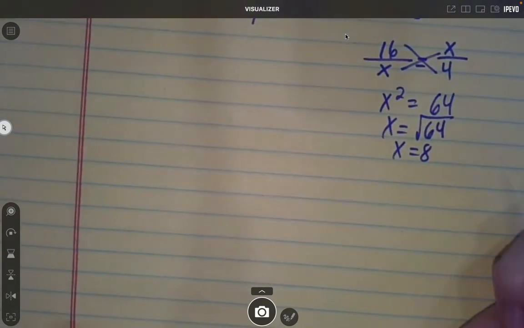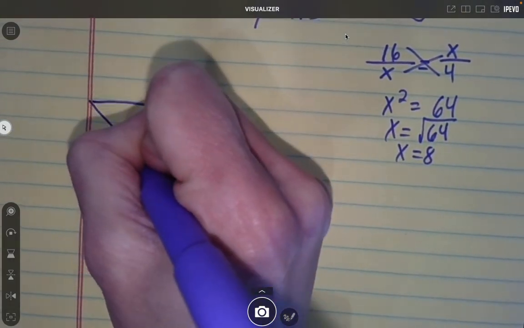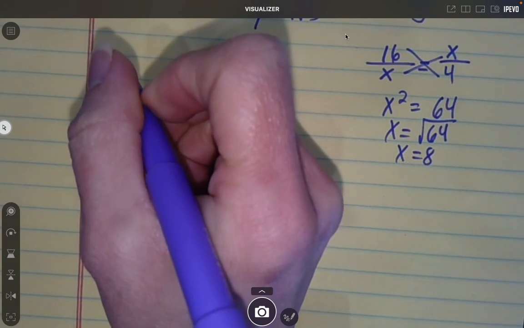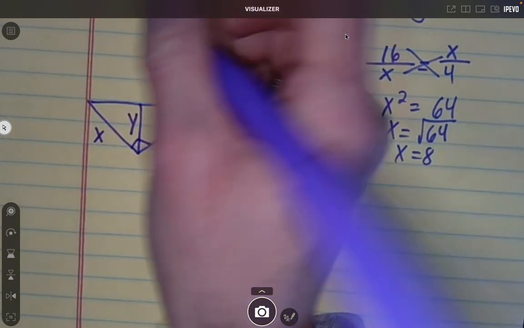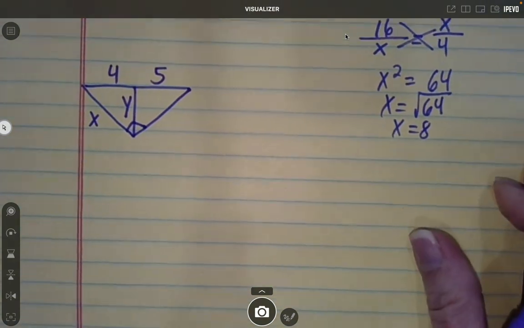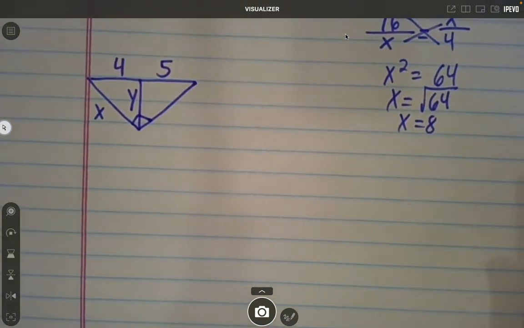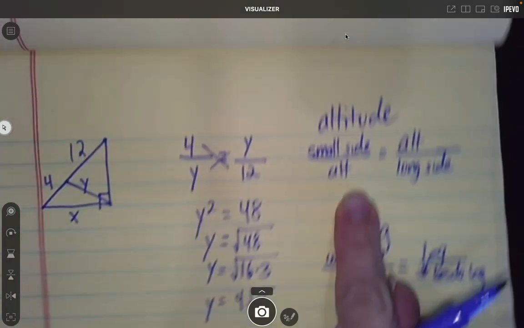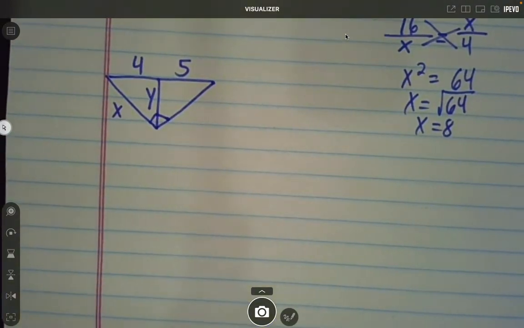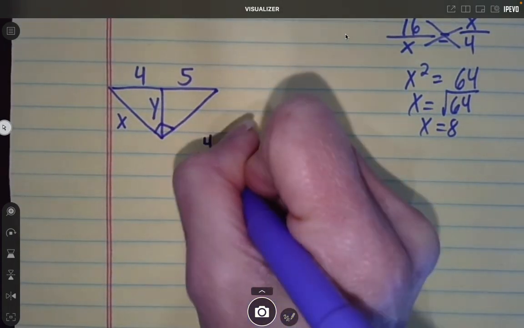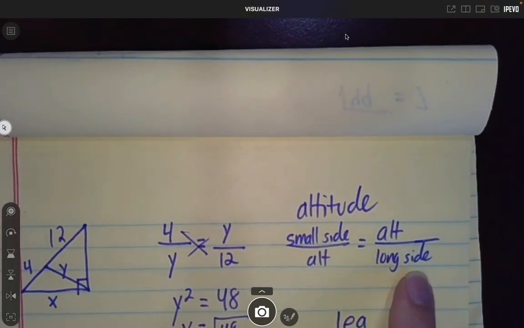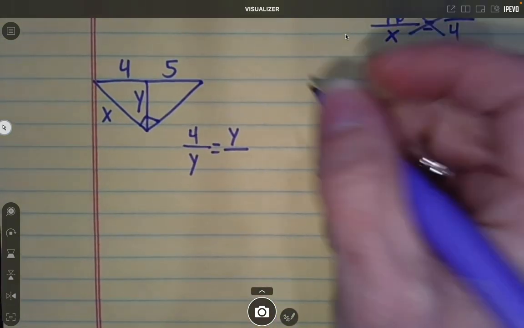Okay, y'all, let me do this little triangle. Here's the altitude. This triangle may be upside down. We've got 4 and we've got 5. So what do y'all want to find first, the altitude or the leg? The altitude. So I go to my altitude formula and it says put the small side over the altitude. The small side is 4. My altitude is y. Equals y over the long side, which is 5.